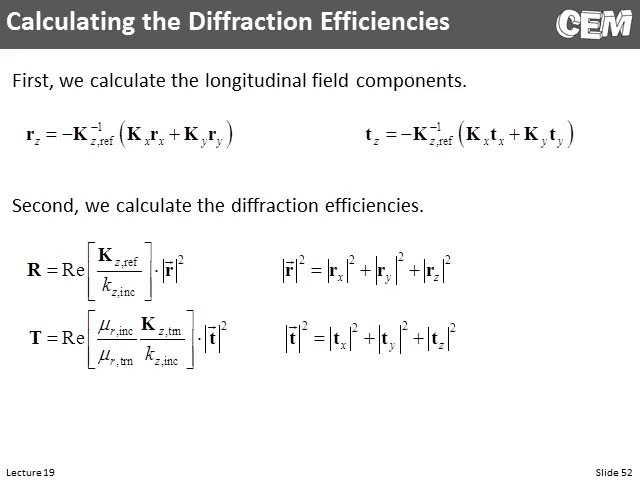Once we have r and t, those r and t's, remember, only contain the transverse components. They have x and y components. So we calculate the z components using those matrix equations, and then we calculate the diffraction efficiencies. So really this doesn't change once we have r and t, which initially only contains the transverse components. So these equations don't change from how we did it with scattering matrices. It shouldn't be a surprise.